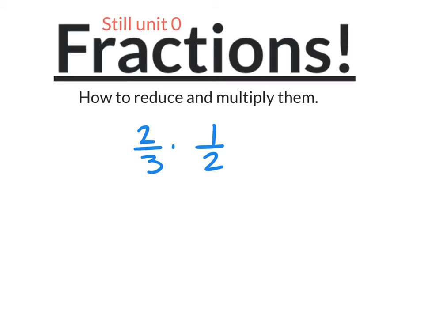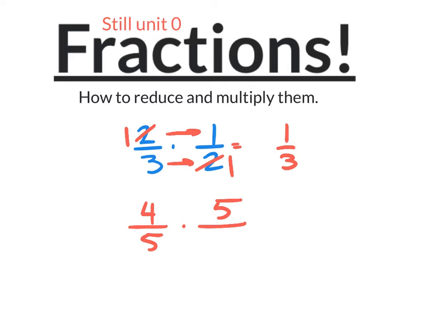So right here, instead of multiplying 2 times 1 and 3 times 2 and then reducing, I can recognize that there's a 2 on top and a 2 on the bottom, and 2 divided by 2 is 1. So those cancel out, and now you really have a 1 here and a 1 down here. Up on top, 1 times 1 is 1, and on the bottom, 3 times 1 is 3. So we get the answer 1/3. Obviously you're not going to show all this work. You're just going to see it and do it in your head. It'll be pretty easy. Like if I say, what's 4/5 times 5/7? What's the answer going to be right there?